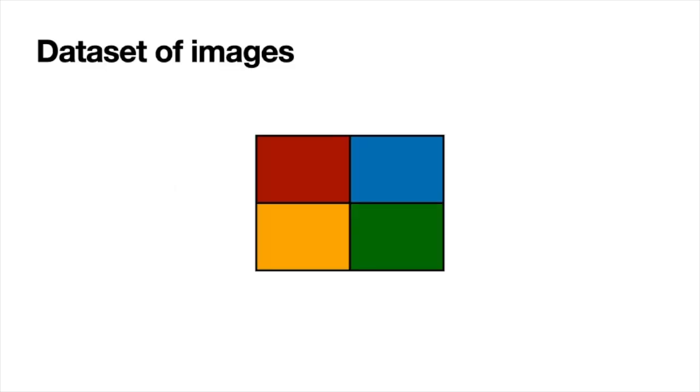The main concept to understand before we get into autoencoders is the concept of dimensionality reduction, and for this we'll use an example. The sample dataset that we'll use in this video is a dataset of images. These are pretty simple 2 pixel by 2 pixel images where each of the 4 pixels has a different color. They are red, blue, yellow, and green.